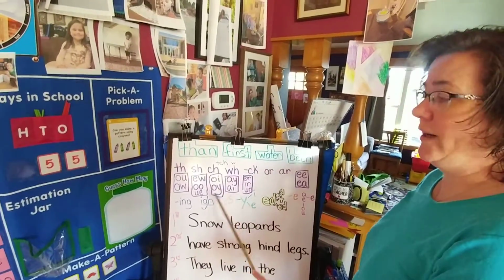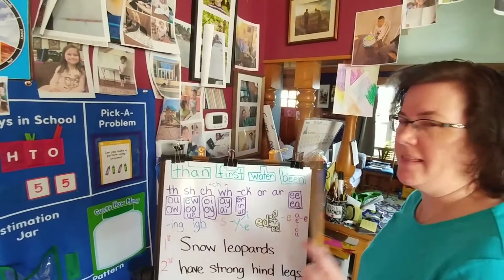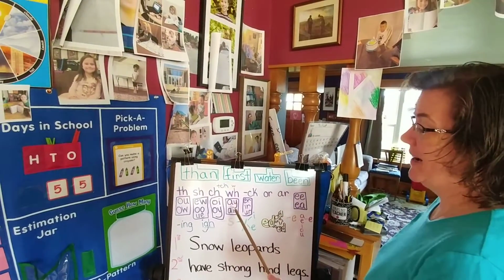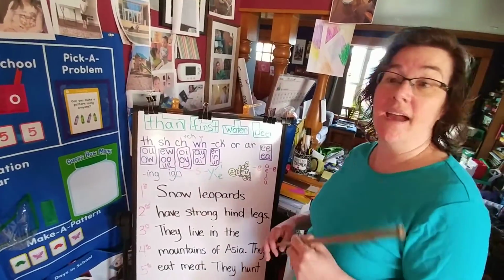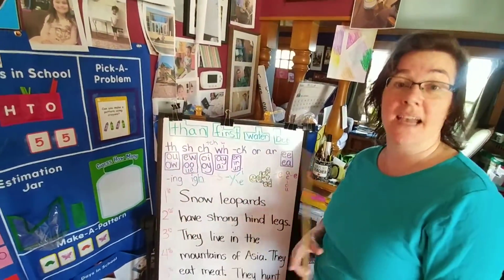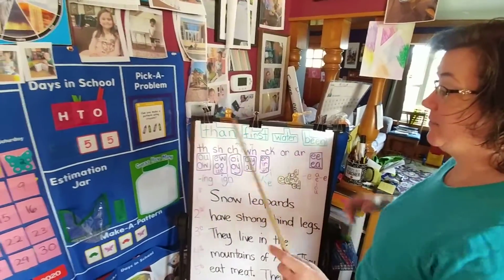O-I and O-Y are oi. Oi! You boy! Get me that toy. A-Y and A-I are my A's. A-Y, play. I like to play every day in May. And say A. A-I, rain. A.